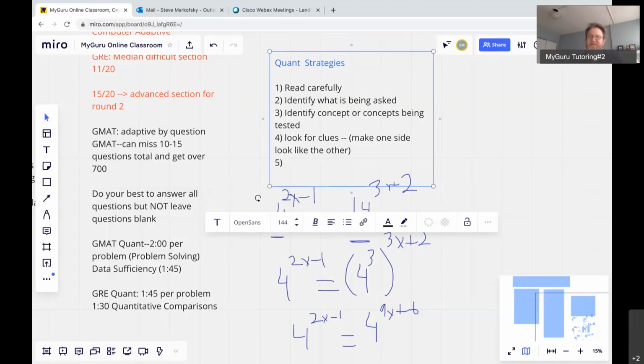Next, once you've identified the concept and looked for clues, I should also say simplify, and these 3, 4, and 5 kind of go together. Simplification is what we did in the second line down.